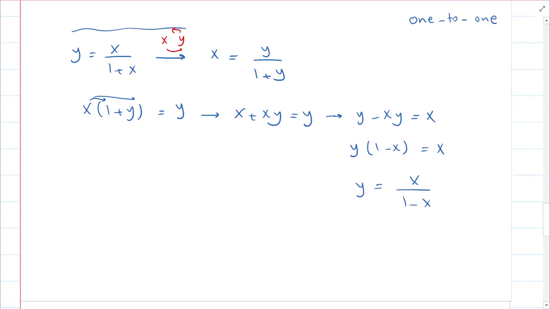So technically, what I just found is f inverse of x. So f inverse of x is x over 1 minus x. So that's how you find the inverse of a function. You need to do some algebraic operations in order to solve for y when you switch x and y. This is after you check that the function is 1 to 1.